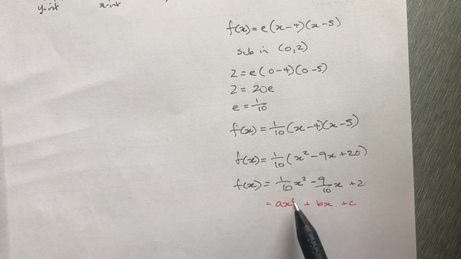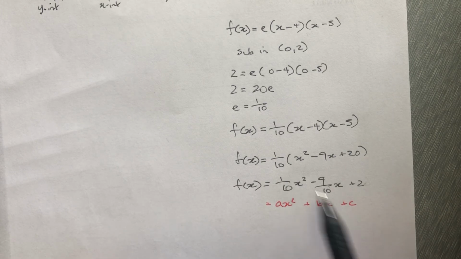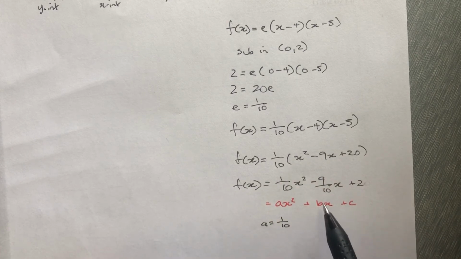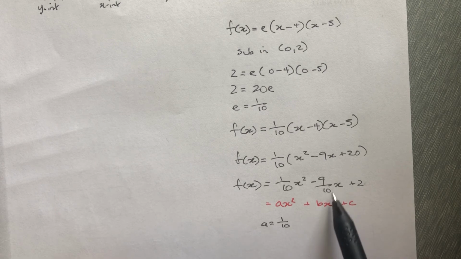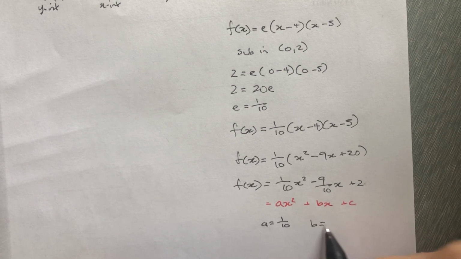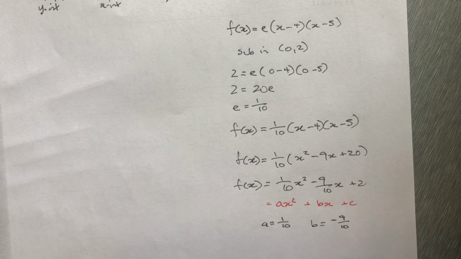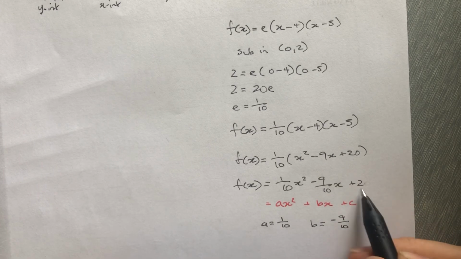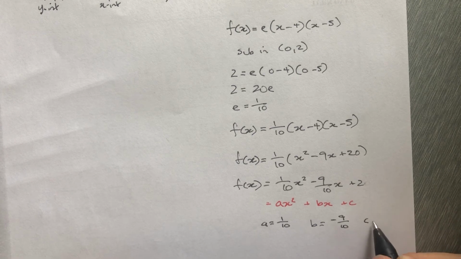So A is going to be whatever's out in front of x squared. So A is going to be 1 on 10. Our B is whatever's in front of x. So B is minus 9 on 10. And our C is going to be whatever the constant is at the end, the y-intercept, which we talked about before. And there we go. So we have just solved for A, B, and C.